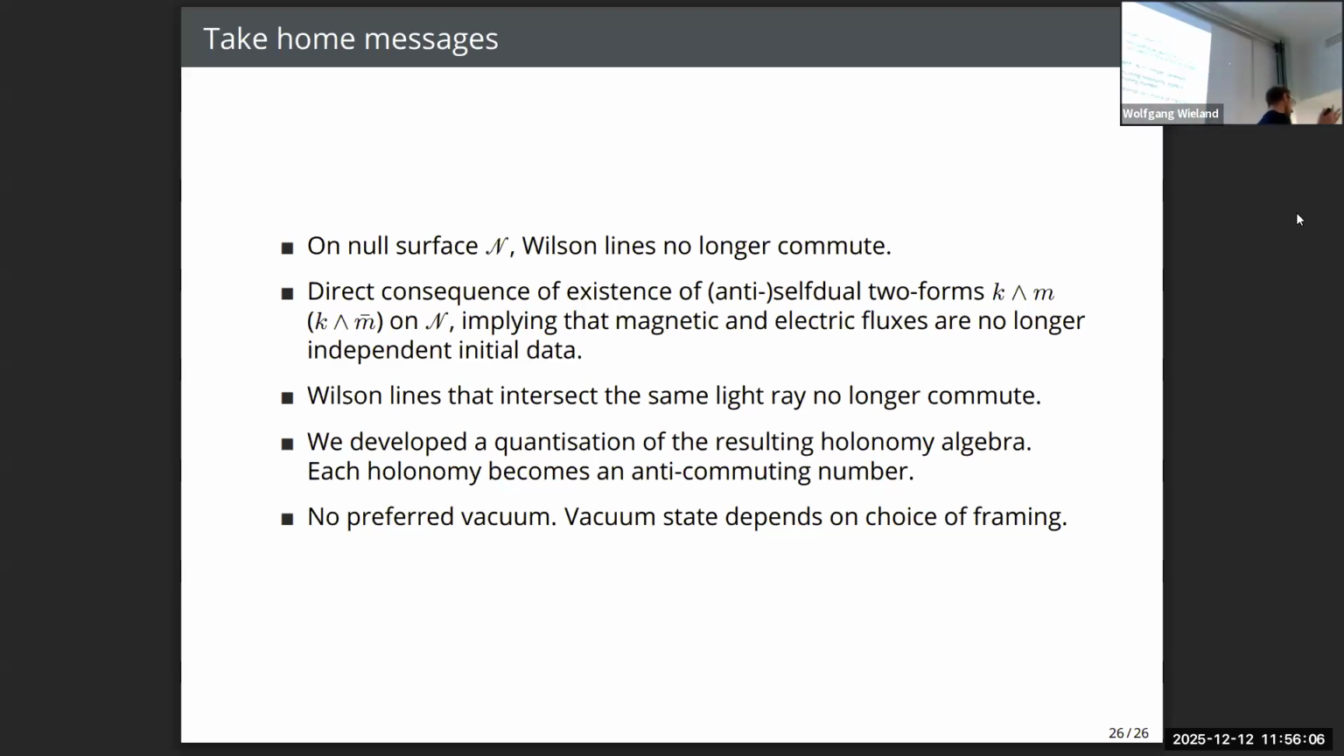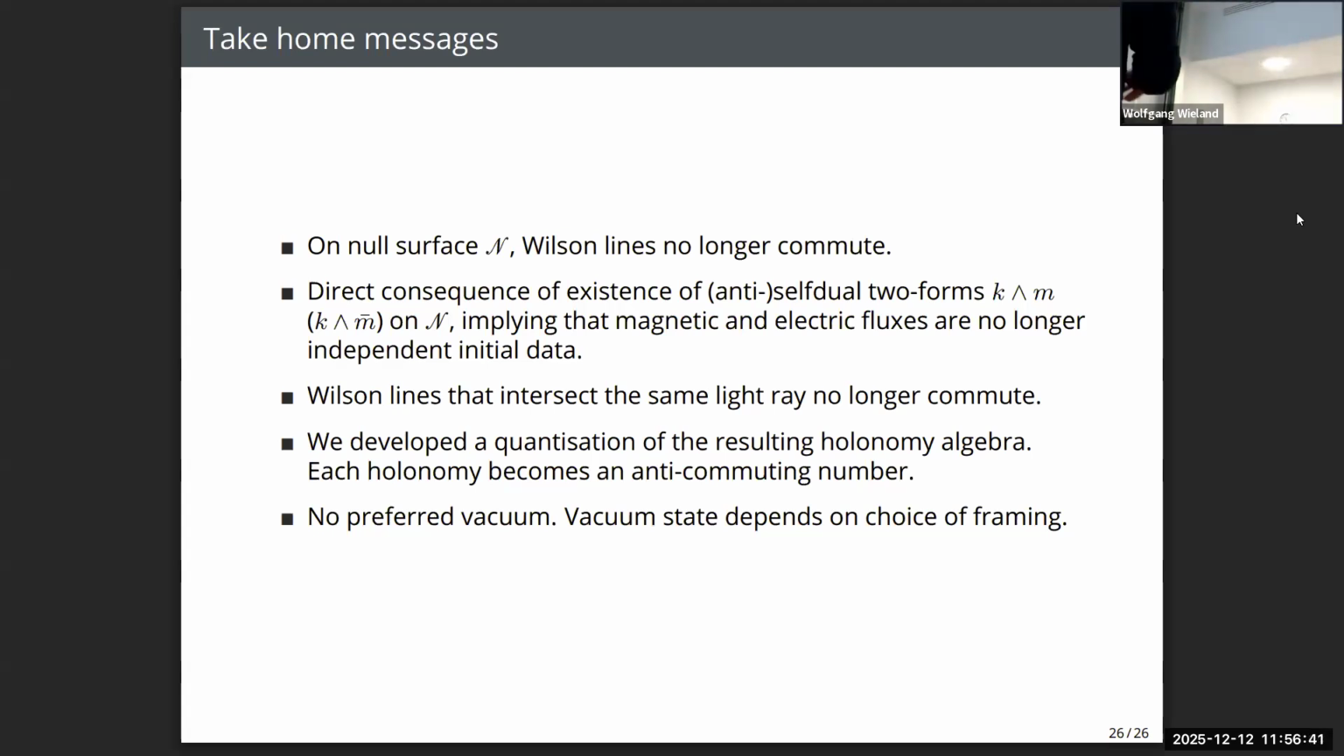And the basis of the standard charge network representation of loop quantum gravity is that you can use a sort of connection representation. And this connection representation is based on the fact that all holonomies commute among themselves, that they form a commuting subalgebra. This is no longer possible on a null hypersurface, because Wilson lines that intersect the same light ray no longer commute.